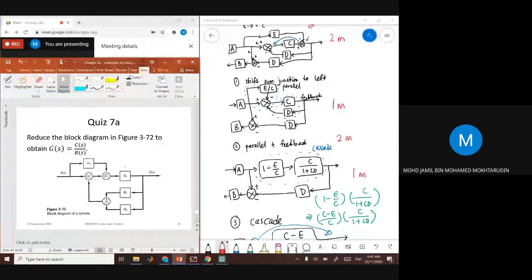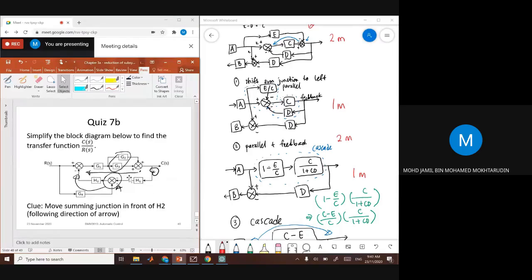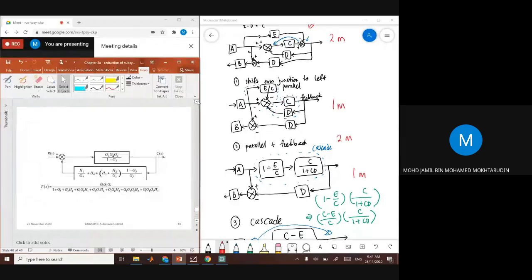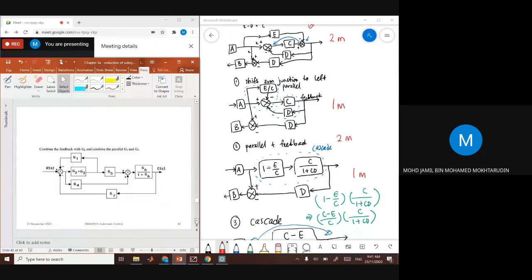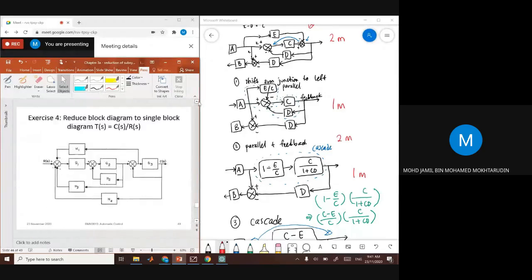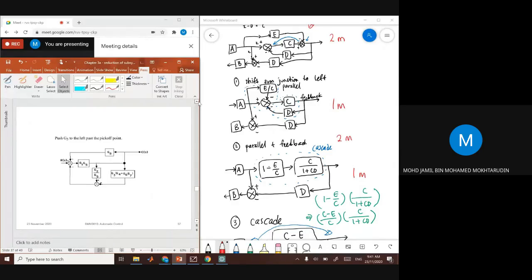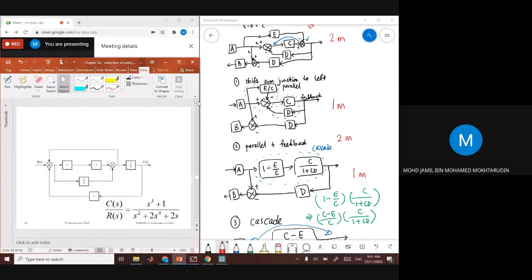Okay, selalunya soalan dia yang macam 7A ni, okay. Soalan untuk test. Kalau complicated pun maybe sampai macam 7B, okay. Maybe kena shift pick off point to the left and summing junction to the right, okay. Lebih kurang macam tu lah. Meaning that tak follow the rules of thumb. Tapi selalunya soalan akan macam 7A je. Something simple je, okay. Something like your exercise and example. So try to understand the exercise and example in the slide, okay.